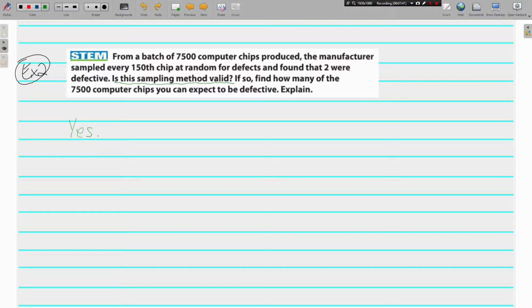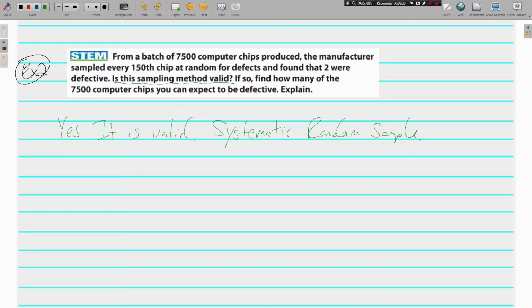Yes, and maybe I should be more specific. Sorry, let me erase this. Actually, yes, it's okay. Yes, it is valid. That's what I'm going to put. What type is it? This is a systematic random sample, because every 150th chip is chosen at random. Okay, that's called systematic random.